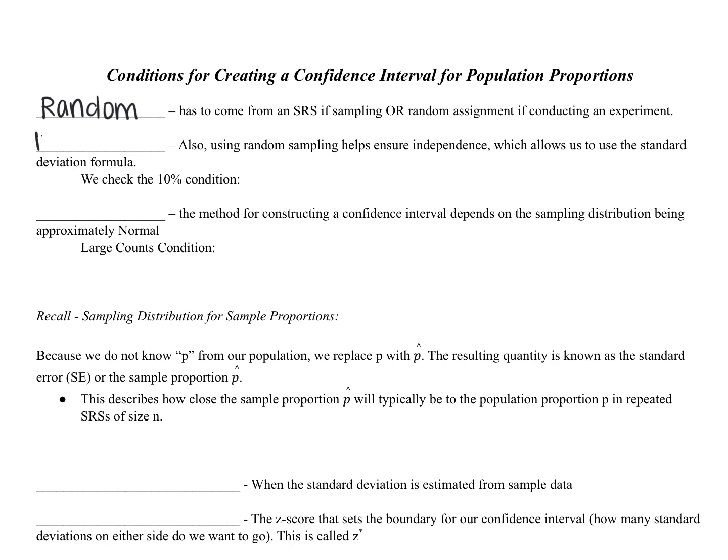We also have to make sure that we have independence. Random sampling helps ensure independence, which allows us to use the standard deviation formula, and we check the 10% condition for independence, which states that our sample size n has to be less than or equal to 10% of our population, capital N. And the last thing we have to check is normal.